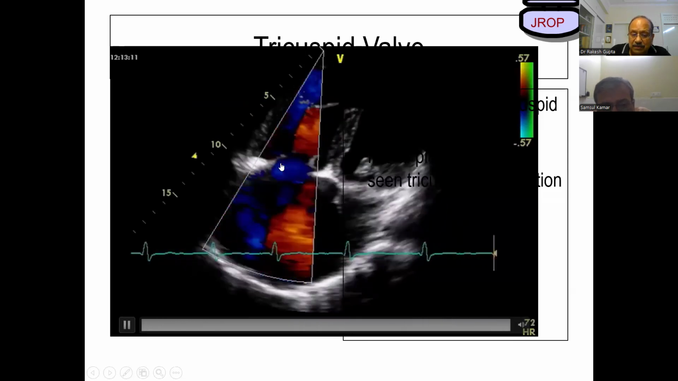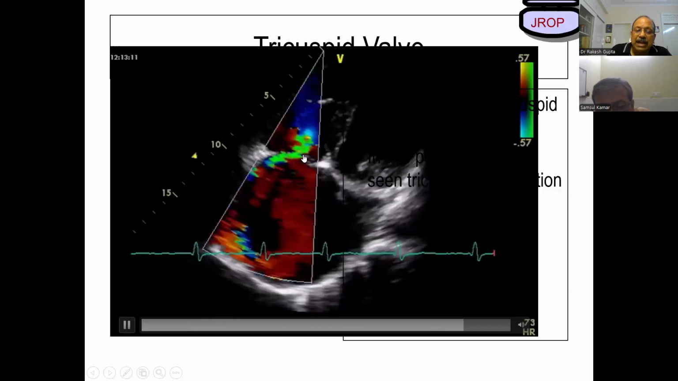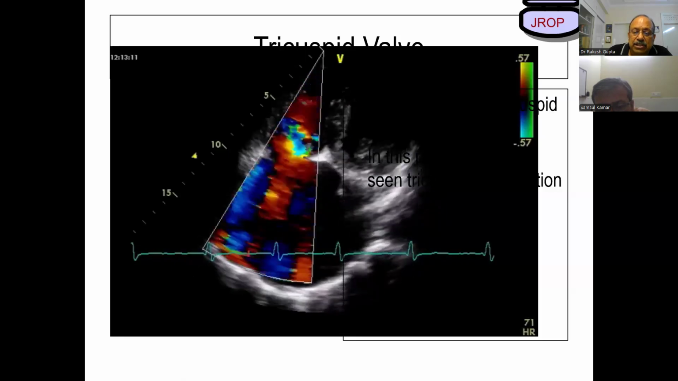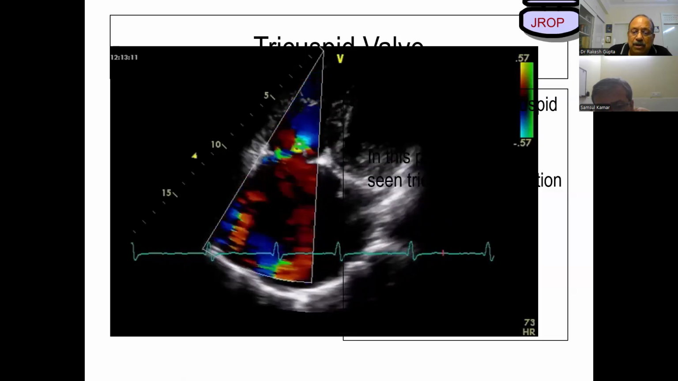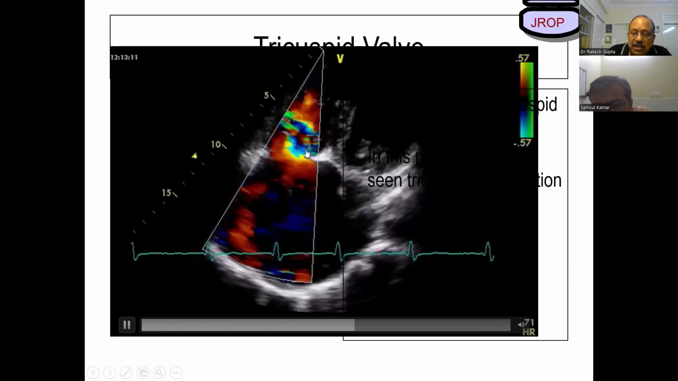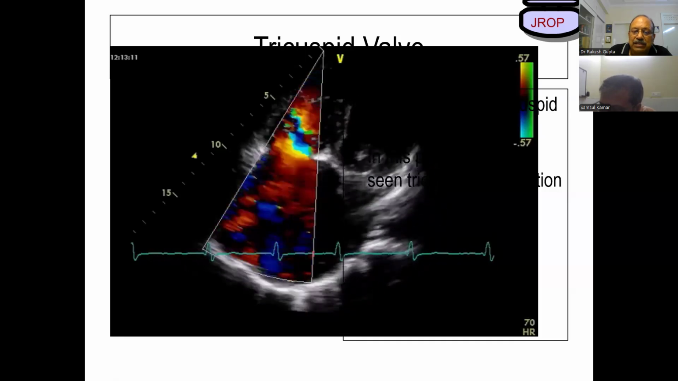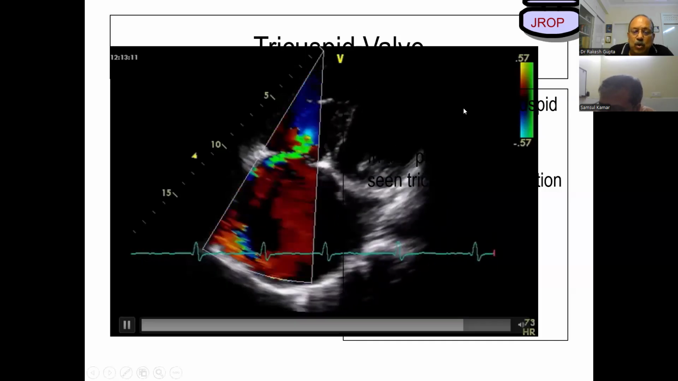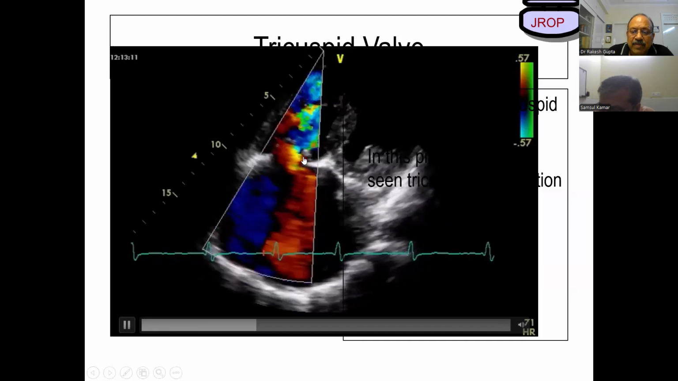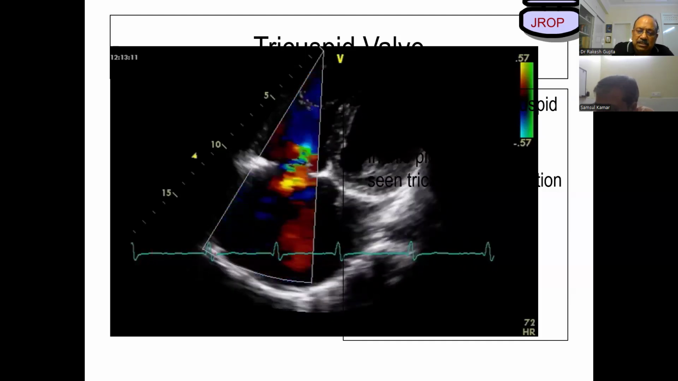Severe tricuspid regurgitation. And the classification of tricuspid regurgitation is based on two important things. We look at the vena contracta. Less than 3 is mild, 3 to 7 is moderate, more than 7 to 14 is severe, 14 to 21 is massive, and more than 21 is torrential tricuspid regurgitation.